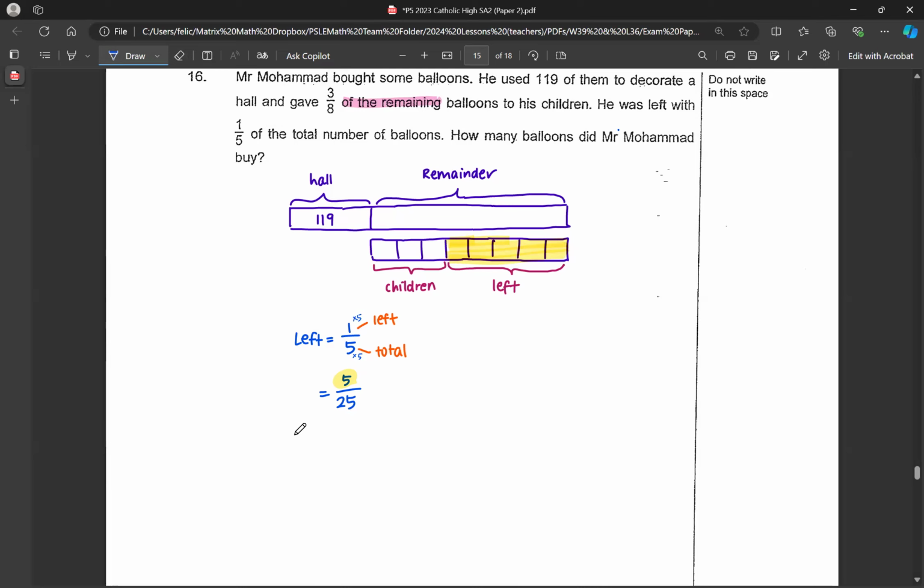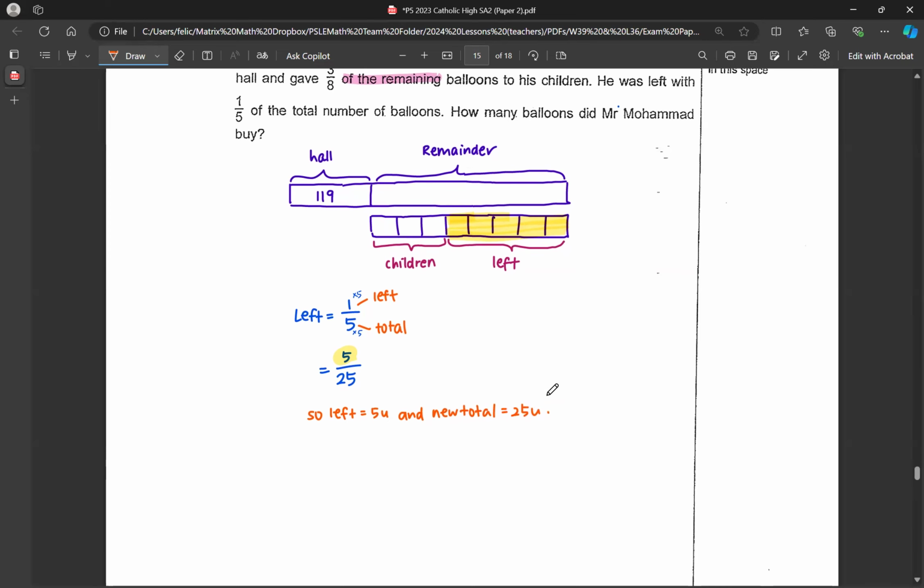So now I can safely say, let me change to the orange pen, the left is 5 units and the new total is now 25 units. And that also means each one is 1 unit, 1 unit, 1 unit, so that's how you get this. Let's get the remainder. The remainder will be 1, 1, 1. So there'll be 8 sets of 1 unit, which means the remainder is 8 units.